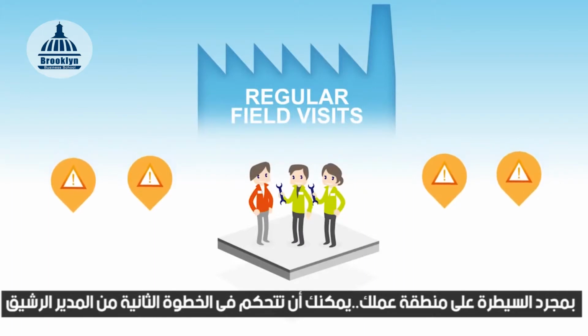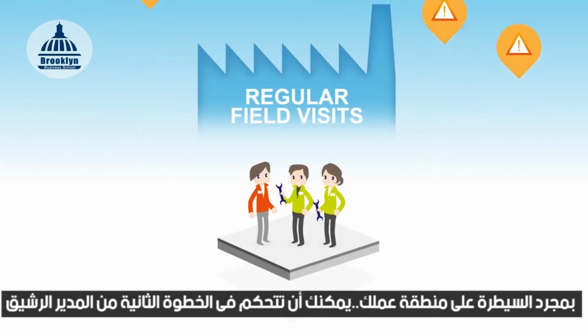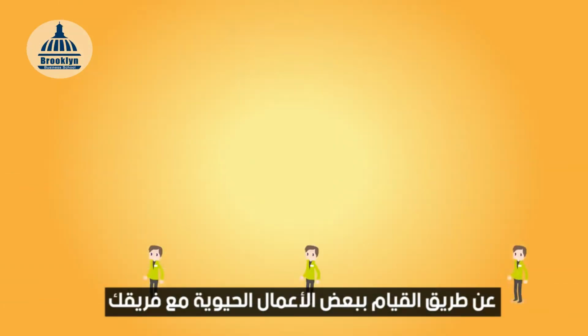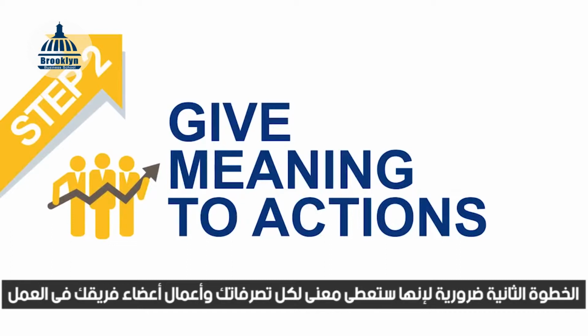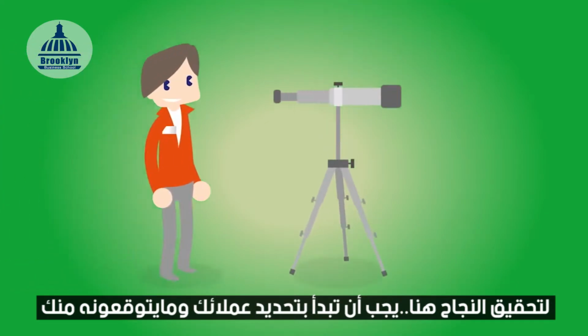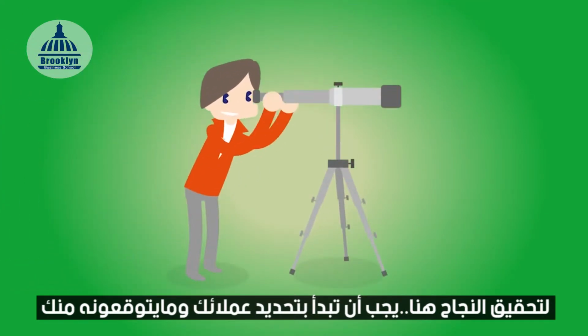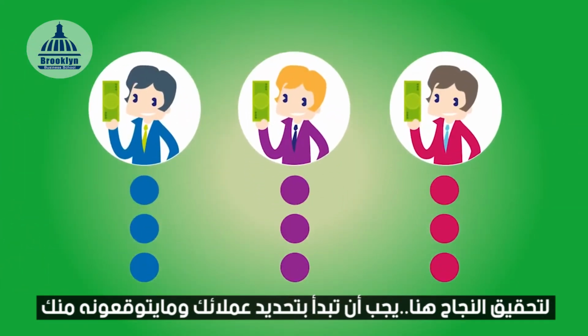Once you gain control of your area, you can get to grips with the second step of the lean manager by doing some vital work with your team in order to define and align your contribution with the performance of the company. This second step is essential as it will give meaning to all your actions and those of your co-workers. To succeed here, you must start by identifying your customers and what they expect from you.